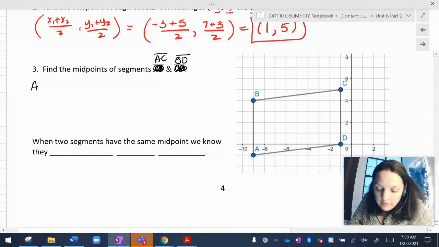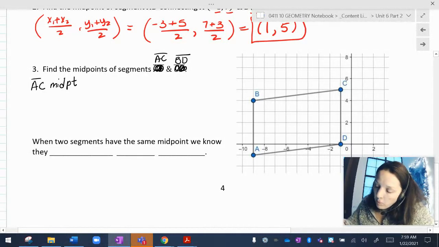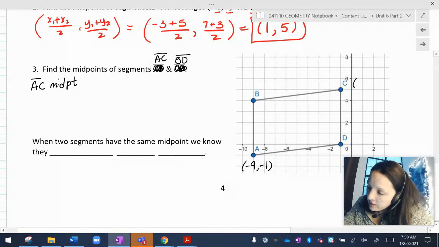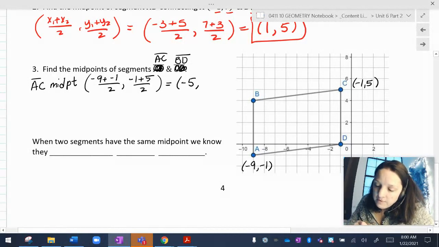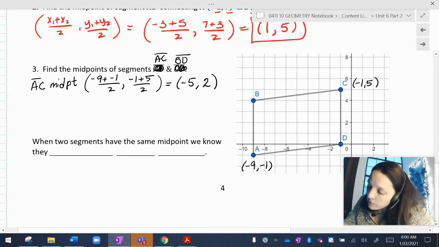So if I want the midpoint of AC, I'm going to add the x's divided by 2, add the y's divided by 2. So let's see. A is negative 9, negative 1, and C is negative 1, 5. And so if I add the x's, I have negative 9 plus negative 1. And if I add the y's, negative 1 plus 5. Those both get divided by 2. So I have negative 10 halves, which is negative 5, and 4 halves, which is 2. And I'm going to plot it just to make sure I've got the right point.